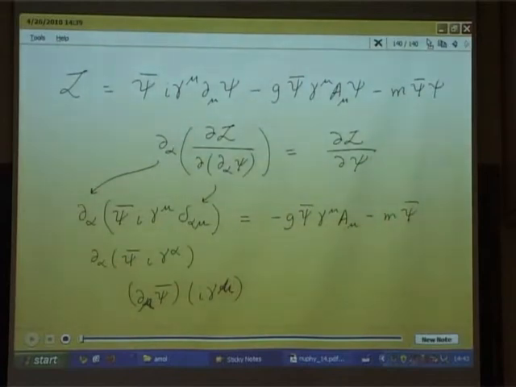So summation, so it should be. This is equal to minus g psi bar gamma mu minus m psi. So this is my equation of motion for psi bar. Note that this gamma mu has to be on this side of psi bar, otherwise it doesn't make sense. Because psi bar is a row vector, psi is a column. In order to have proper multiplication, psi bar has to be on the left hand side.